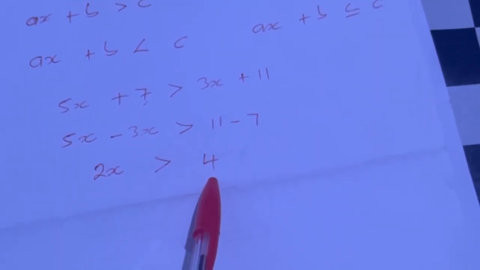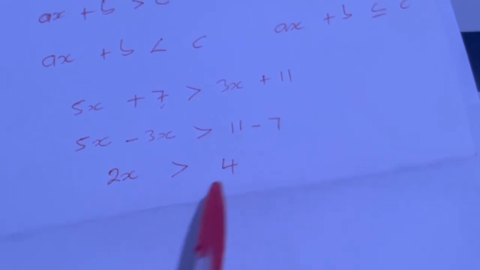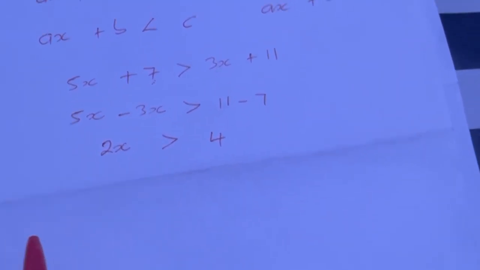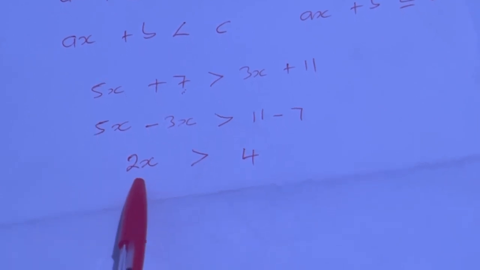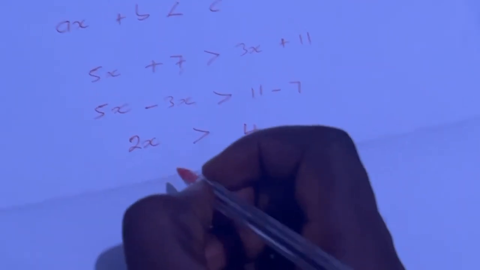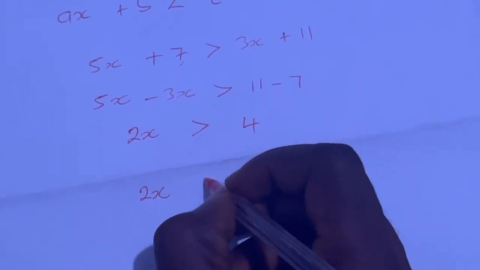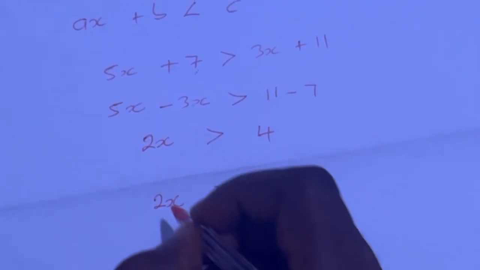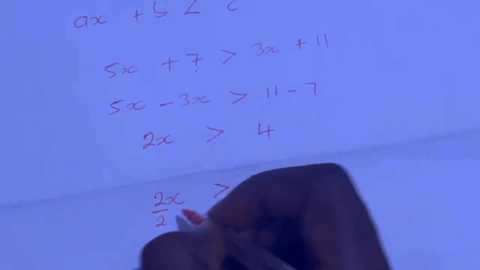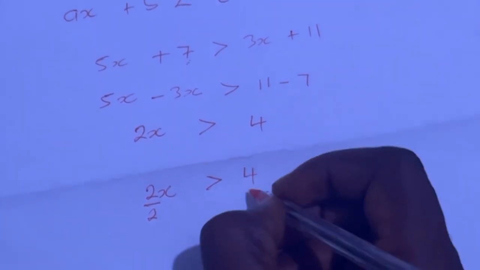This 2 is multiplied by the x. This time round, we cannot send the 2 across the inequality sign. We need to divide both sides of the inequality by the coefficient of x. And my coefficient of x is 2. So I need to rewrite my inequality: 2x greater than 4. And I divide both sides by the coefficient of x, which is 2.